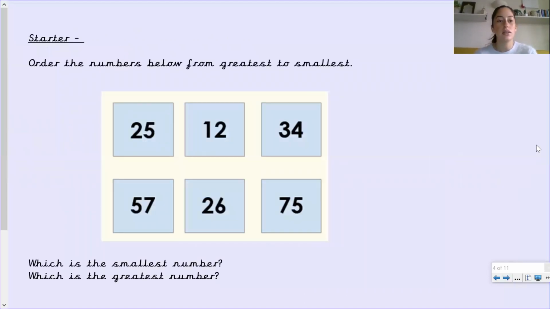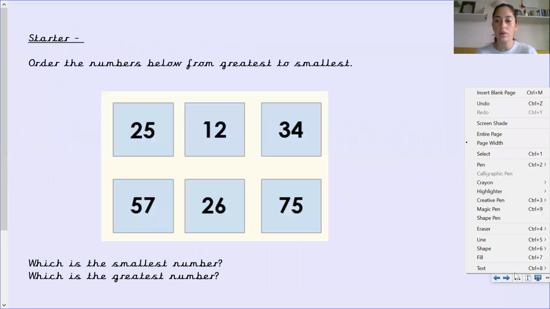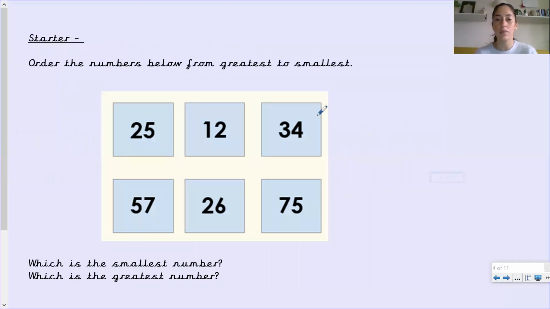Okay, your starter is, order the numbers below from greatest to smallest. It's important we know how we're ordering the numbers, so I'm going to underline the important words. It says from greatest to smallest. So you need to start with the largest number and finish with the smallest number. Pause the video and have a go at doing this yourself and play the video when you're ready.